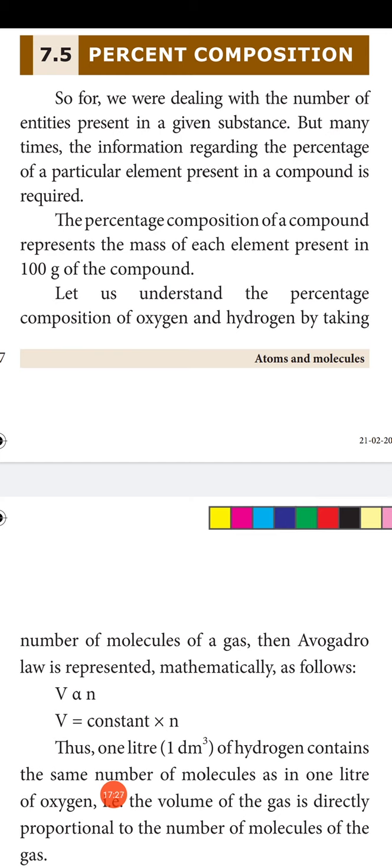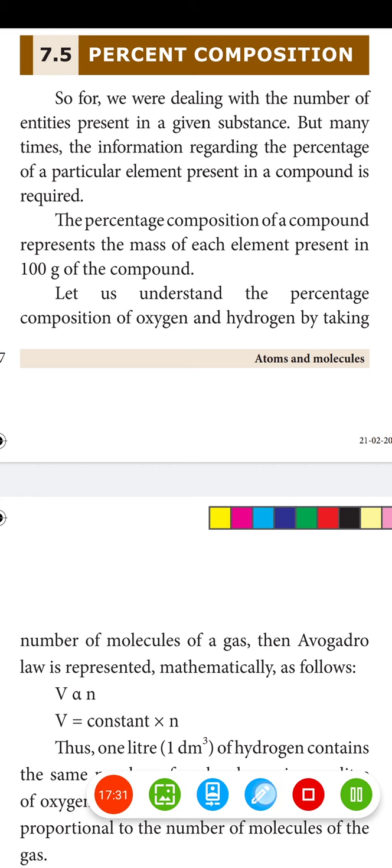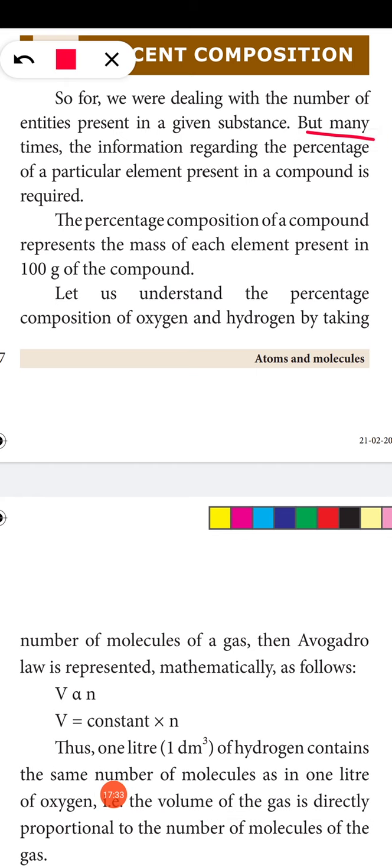But many times the information regarding the percentage of a particular element present in a compound is required. நமக்கு percentage தான் எப்பவுமே யூஸ்வலாக தேவைப்படும். The percentage composition of a compound represents the mass of each element present in 100 gram of the compound.